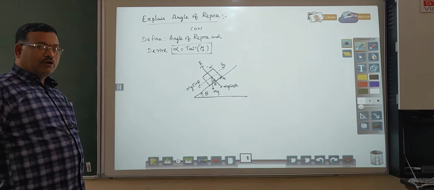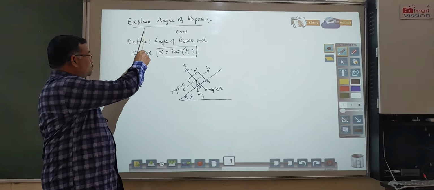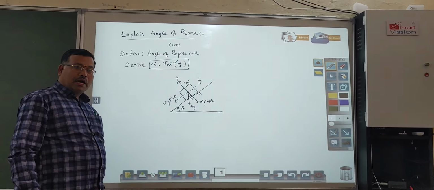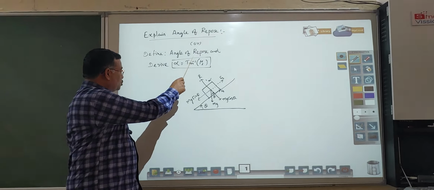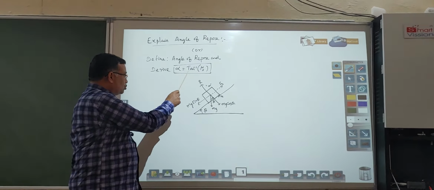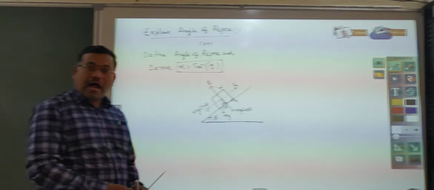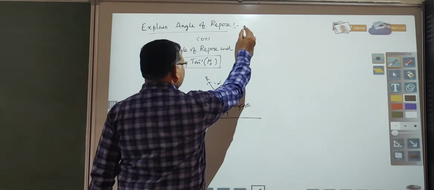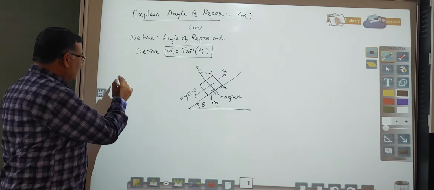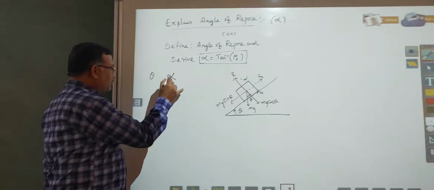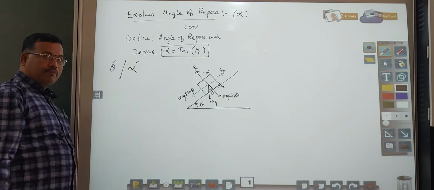So the next topic we are going to see in friction is: explain angle of repose. Otherwise it may also be called as: define angle of repose and derive alpha is equal to tan inverse of mu s. Angle of repose is denoted by the symbol alpha. So what is the difference between theta and alpha?